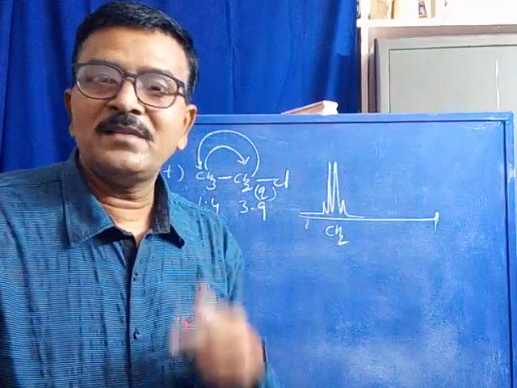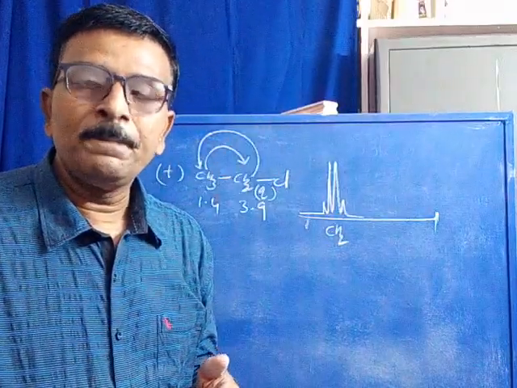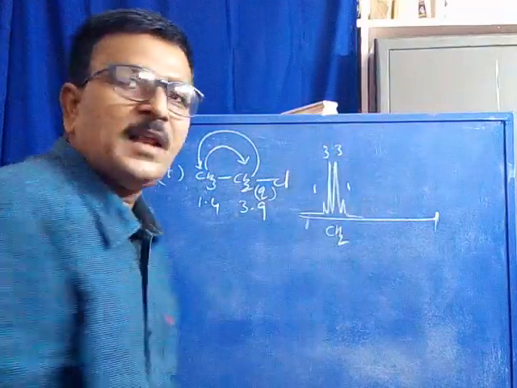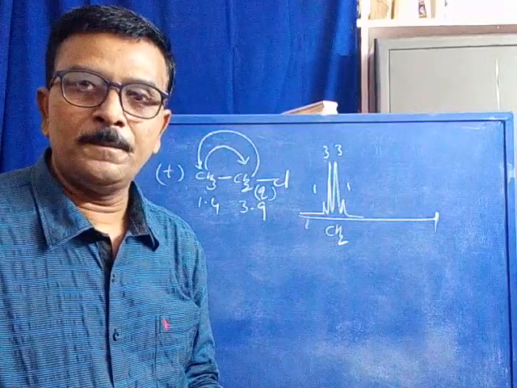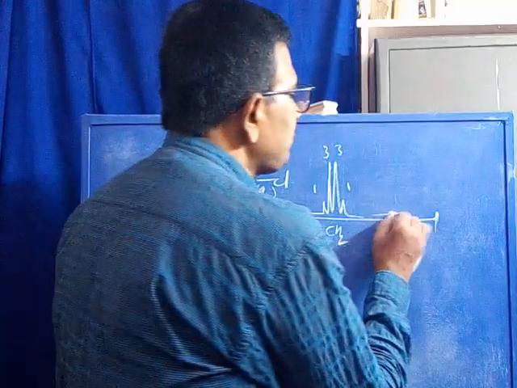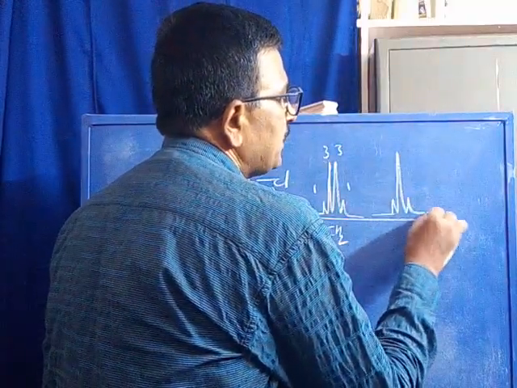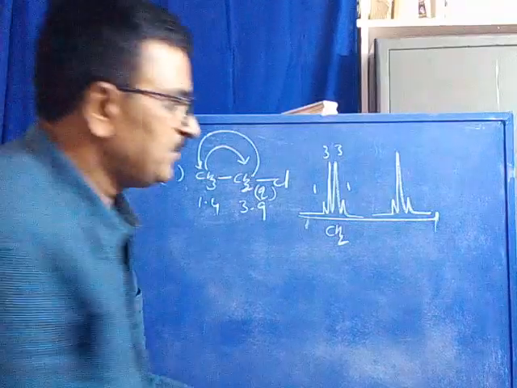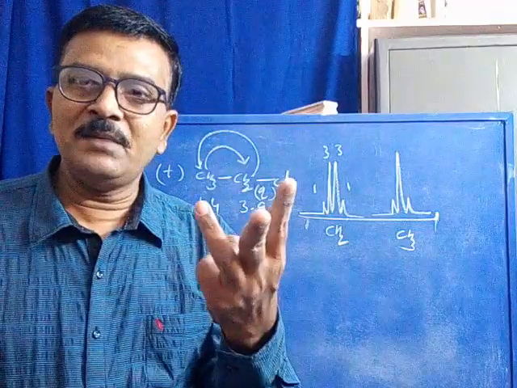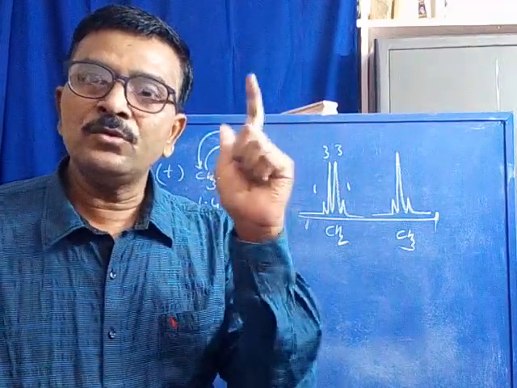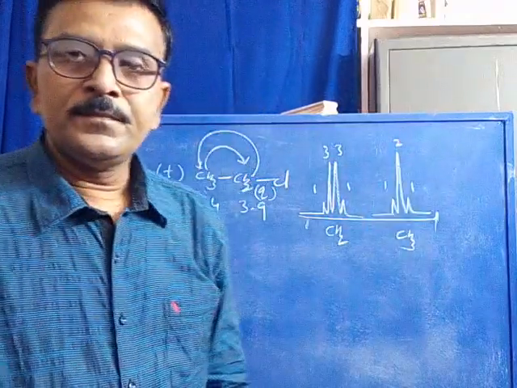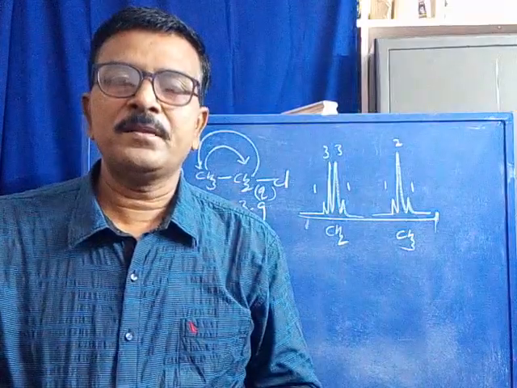When a signal appears as a quartet, what will be the intensity? 1:3:3:1. The line intensities are 1:3:3:1. Now the CH3 proton signal appears as a triplet: 1, 2 and 1. Triplet means there are 3 lines. This is the signal of CH3. What will be the intensity when there is a triplet? The line intensity is 1:2:1. Is it clear? So this is about spin-spin coupling.